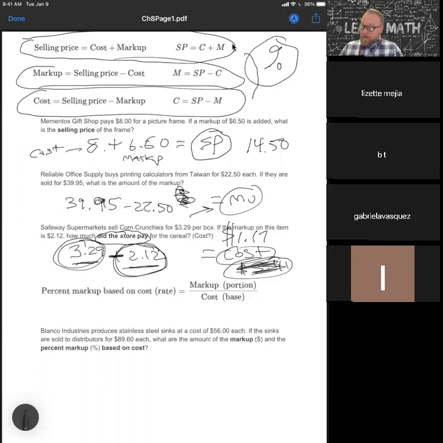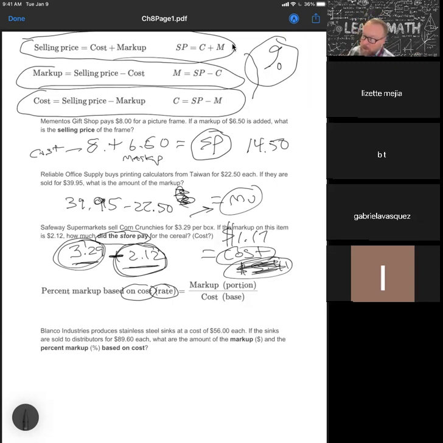All right. So again, percent. Now I want to find the percent difference, and that's what we start getting into in the next section, which is, I think, 8-2 of your book: percent markups based on cost. So what is the rate between the two? This is true of any percentage we're trying to find: we need to find the portion, and then divide that by the cost. So looking at the next question, Blanco Industries produces stainless steel sinks at a cost of $56.